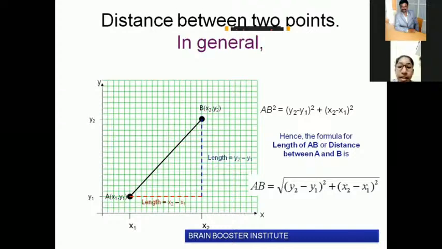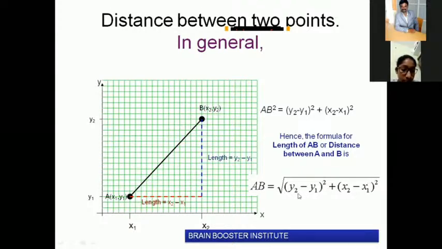Sir, I have a doubt. AB is equal to this, we can reverse this, right? We can write x2 minus x1 whole square plus y2 minus y1 whole square. Yeah, we can write, for example, what is the value of 3 plus 5? 3 plus 5 is 8. 5 plus 3? 8. So it is nothing but the commutative property.